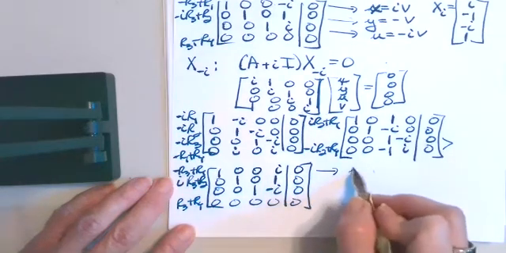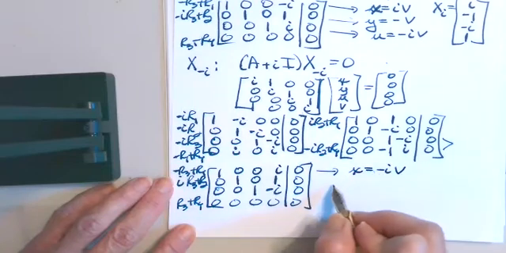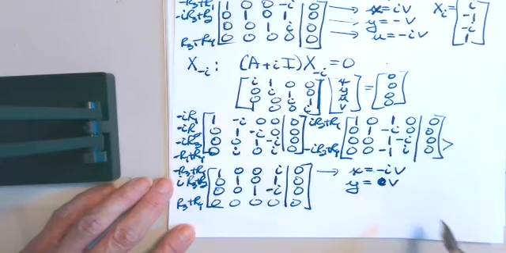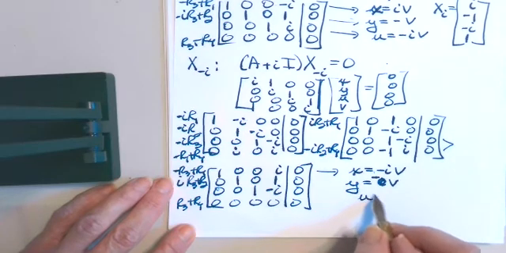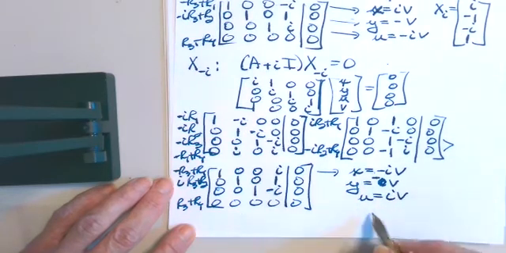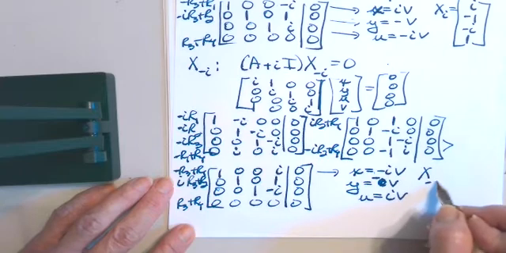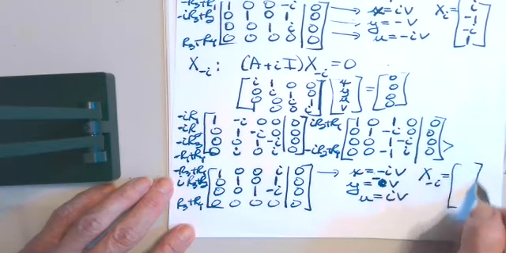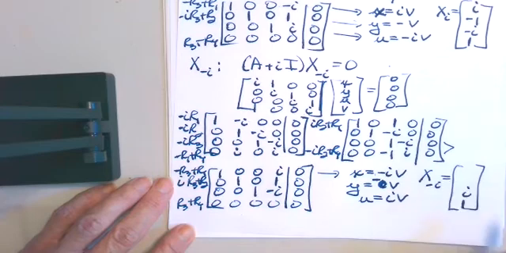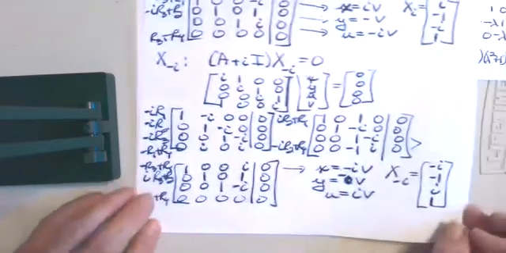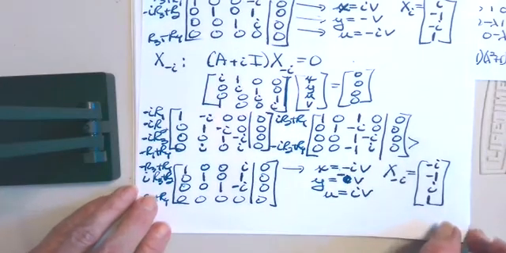So the first row says that x is minus i times v. Second row says y is, I'm sorry, is just minus v. Okay, and the third row says u is equal to i times v, and then v is whatever it wants to be. So if I pick v to be 1, then u is i times that, y is minus v, and x is minus i times v. So there's my fourth eigenvector.